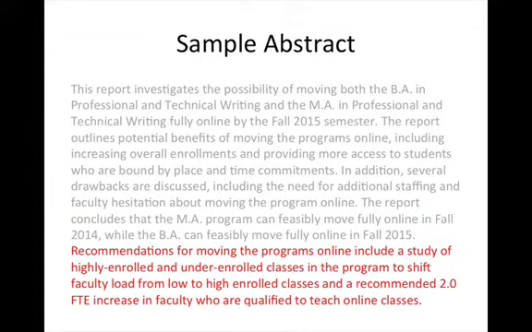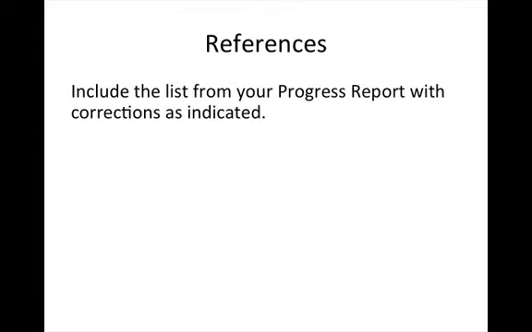So the recommendations are a little more specific than the conclusion. It's going to be my path of implementation, basically. So here I state, my recommendations for moving the programs online include a study of highly enrolled and under-enrolled classes in the program to shift faculty load from low to high enrolled classes, and a recommended 2.0 FTE, which is full-time equivalent, increase in faculty who are qualified to teach online classes.